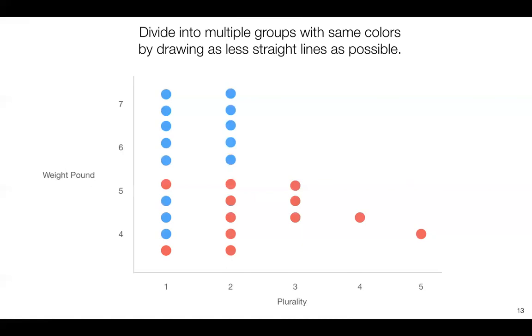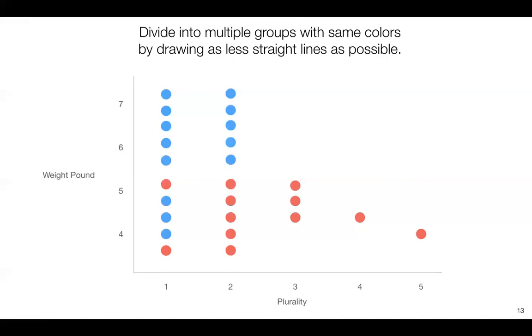So let's say weight in pounds. Should we draw the line between 5 and 6? Or for example, when we focus on the plurality, should we draw the line between 1 and 2, or where should we draw the lines? And we can draw the lines multiple times. But the point here is, can we separate these babies into different groups by drawing a straight line either on the x-axis or the y-axis?